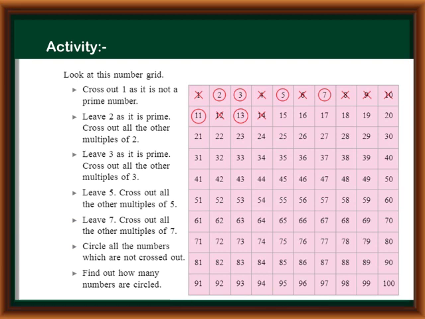Then leave 3 as it is a prime number. Cross out all the other multiples of 3. The other multiples of 3 are 6, 9, 12, 15, 18 and so on. Then come to the next point. Leave 5. Cross out all the other multiples of 5. Then the next point is leave 7. Cross out all the other multiples of 7. After doing all this, circle all the numbers which are not crossed out. Then find out how many numbers are circled and write it in your rough notebook.